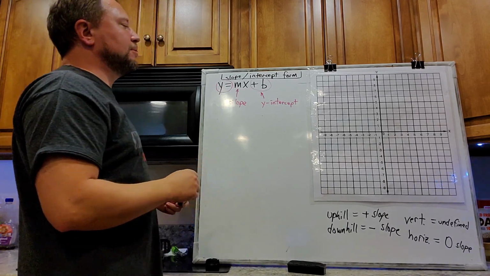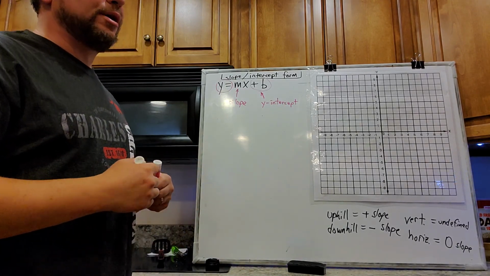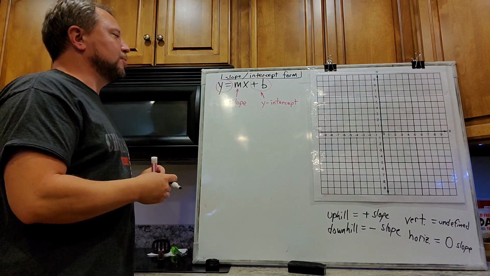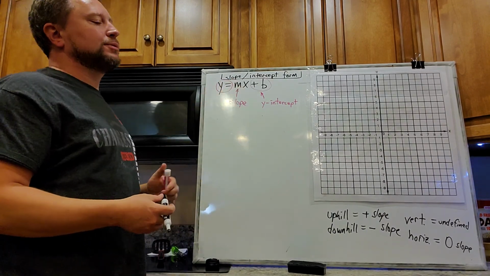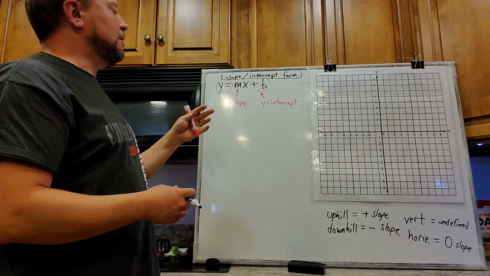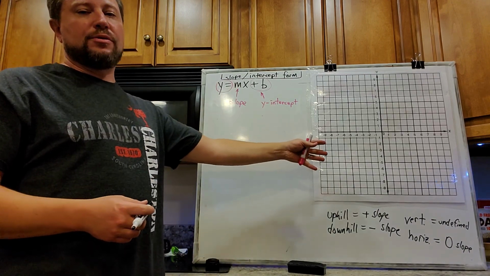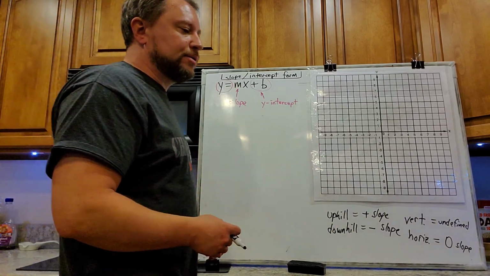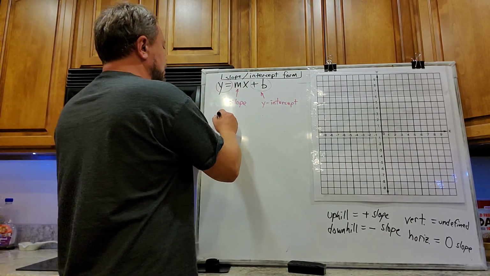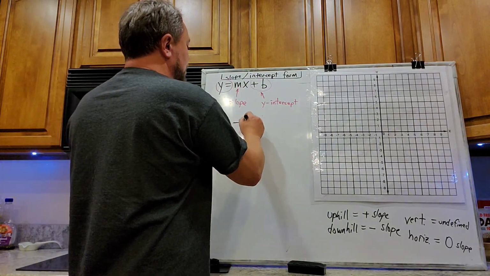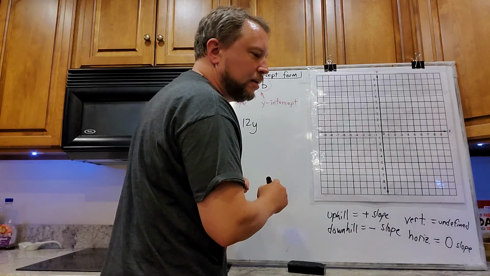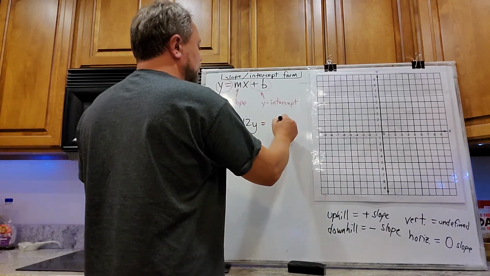Okay, let's try it out. Let's do a problem then and show you how this would work. And when you have it in slope-intercept form eventually, it does make it easier to graph as well. Okay, so let's say we start with this equation. 3x - 12y = 24.